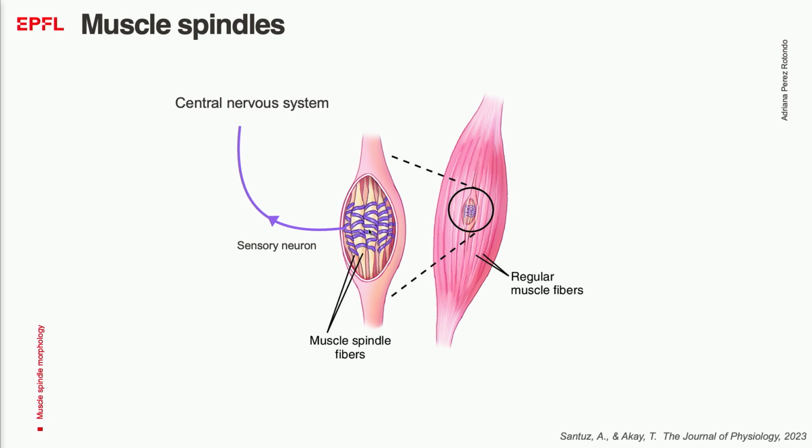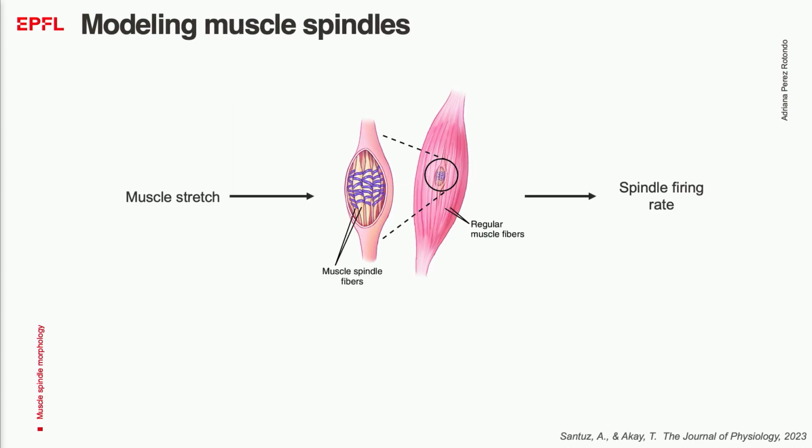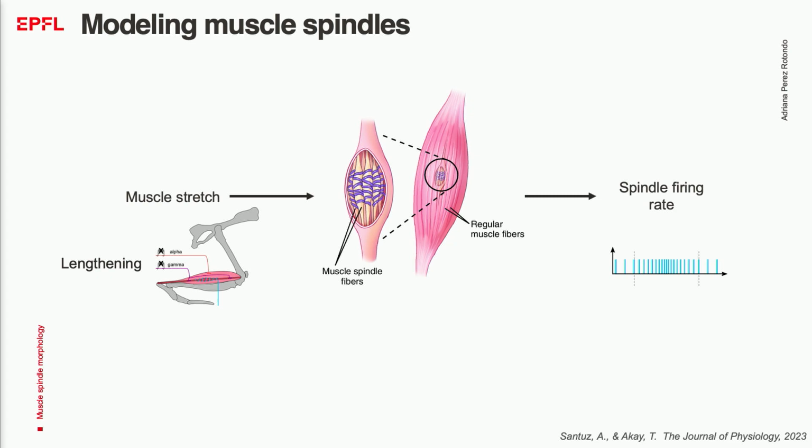And to do that, they use sensory neurons. That's how all information is carried around the brain, through neurons. So they're transforming a mechanical signal, which is the lengthening or the shortening, into a firing rate. You can think very simply of this as a way of transforming muscle stretch into spindle firing rate. So if I lengthen a muscle, the firing rate increases, or if I shorten, the firing rate decreases. But this is actually a very hard problem to model.